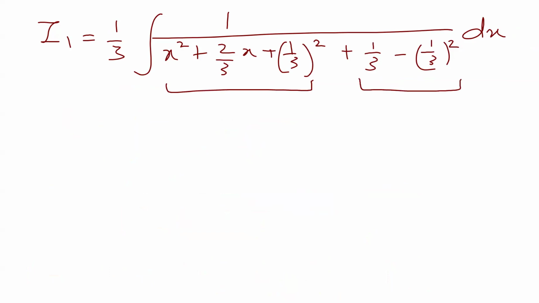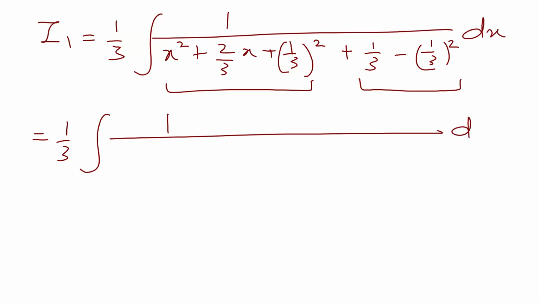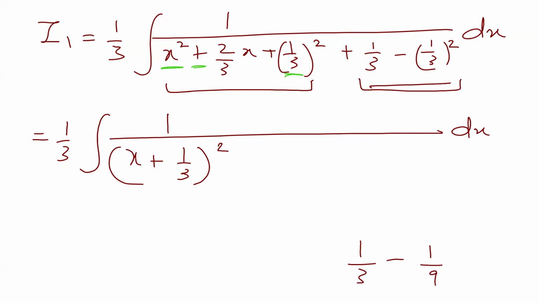First 3 terms and last 2 terms: 1 by 3, 1 upon (x plus 1 by 3) the whole square. Last two terms we'll just solve. 1 by 3 minus 1 by 9. 1 by 3 the whole square is 1 by 9. So multiply and divide by 3, we'll take the LCM. So this is 2 by 9, so this is plus 2 by 9.